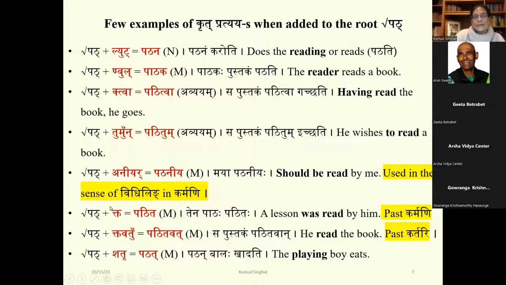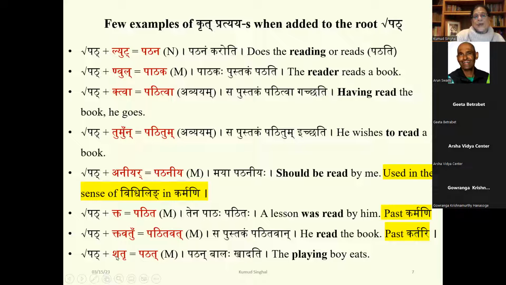Then if you add kat to it, then you have pathit, tena pathaha pathitaha. A lesson was read by him. Again, this is a past tense, karmani, passive voice. Then this one, if you add it to pat, you have pathitvat. These two are used in the past. I will tell you which six. Like we're going to study this one, this one, this one, this. These are the more commonly used Krit Pratyayas.